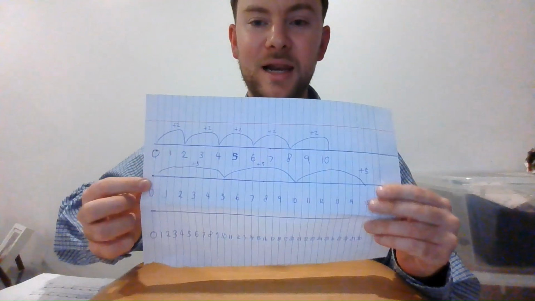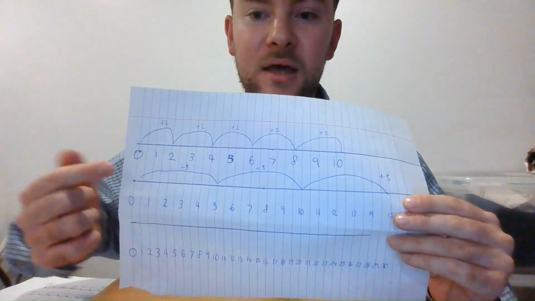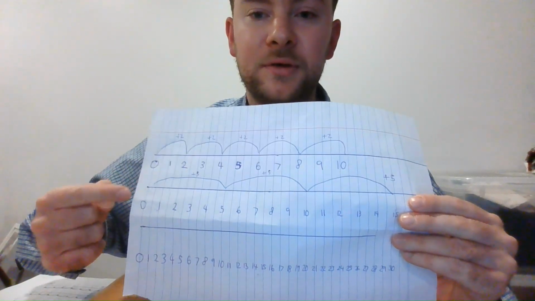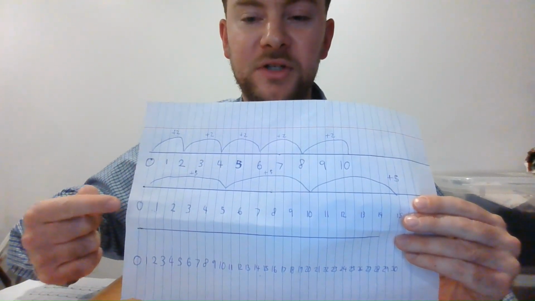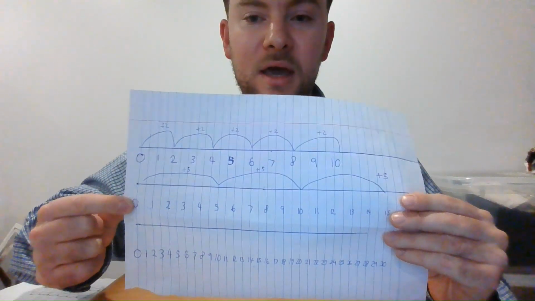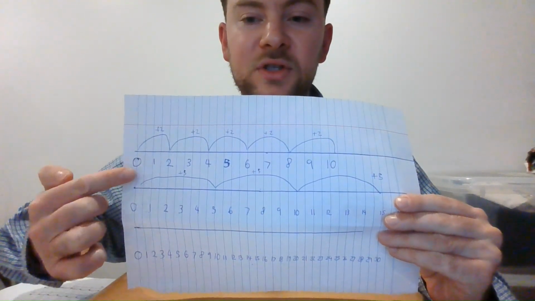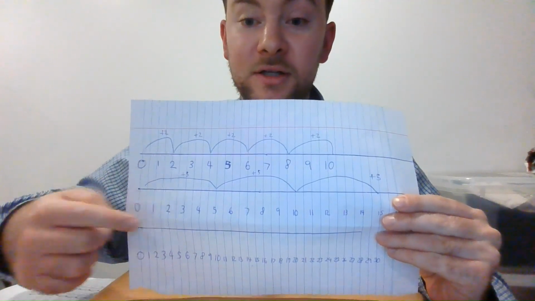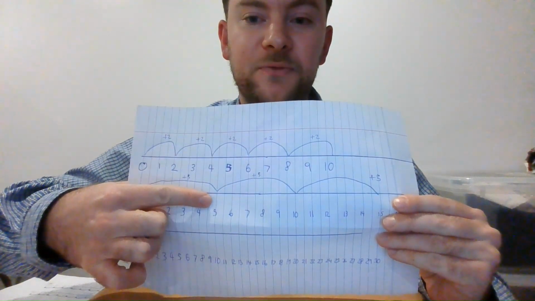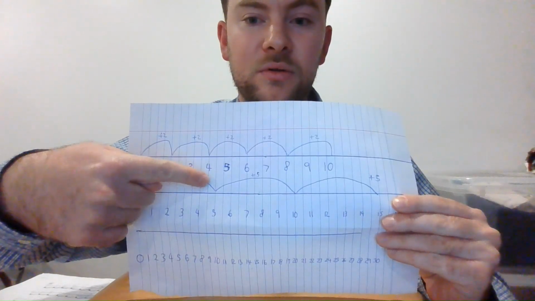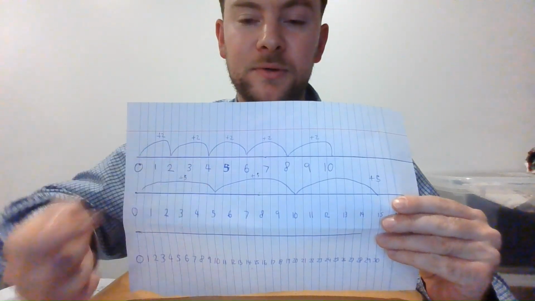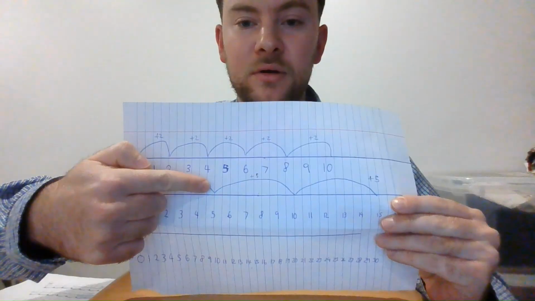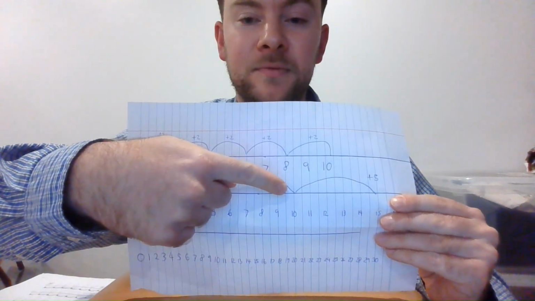Now, let's move on to 5. What do we start off with? Well done, we start at 0. If we're adding by 5s, what's the first number we jump to? Correct. We jump up to 5. What's the second number we jump up to? Great work. We jump up to number 10.